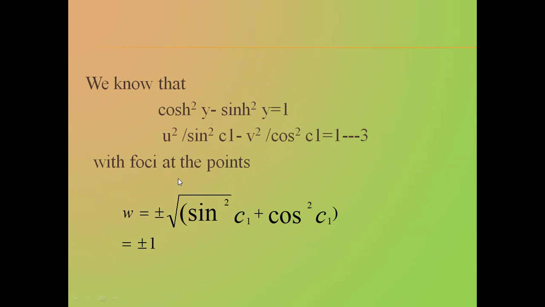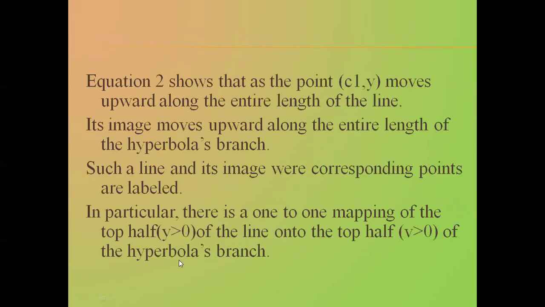For the foci, the value is w equal to plus or minus square root of sin square C1 plus cos square C1. We know the formula sin square plus cos square equal to 1. So substituting it, the foci equal plus or minus 1.